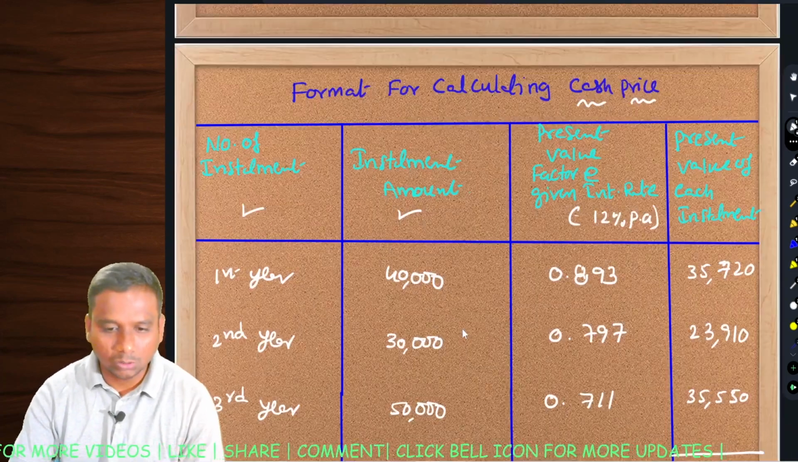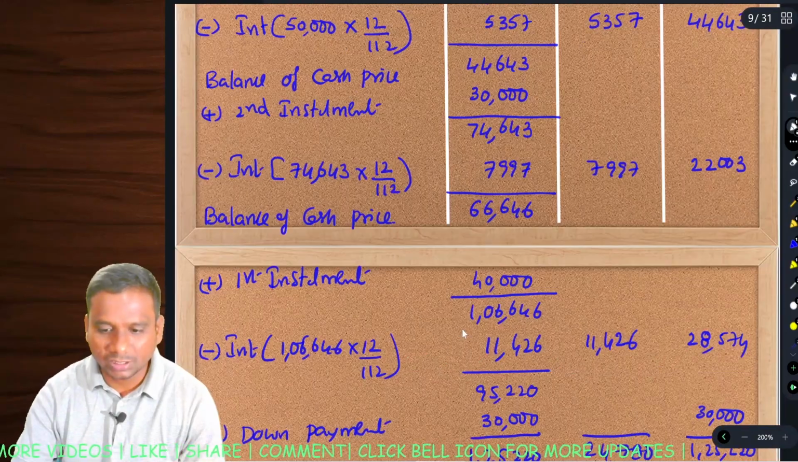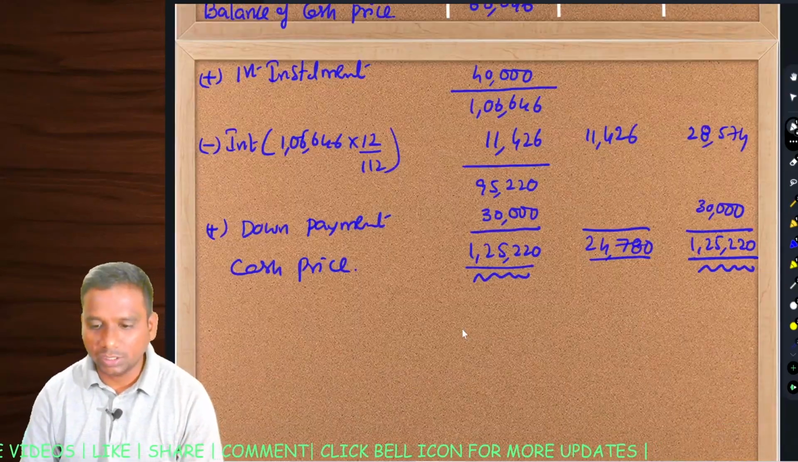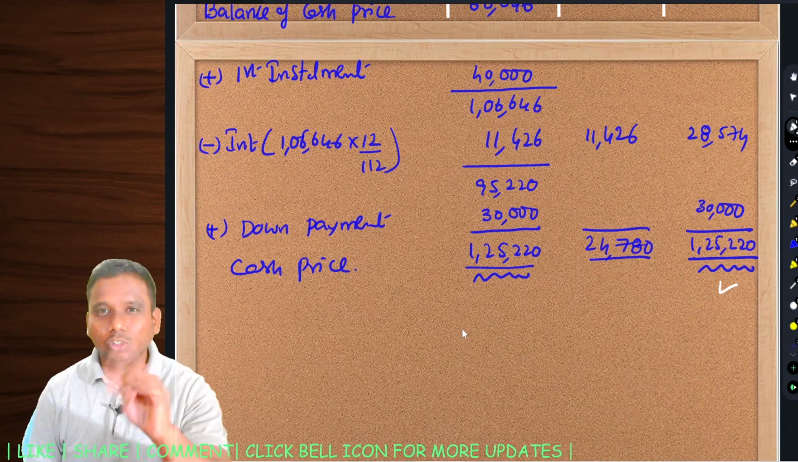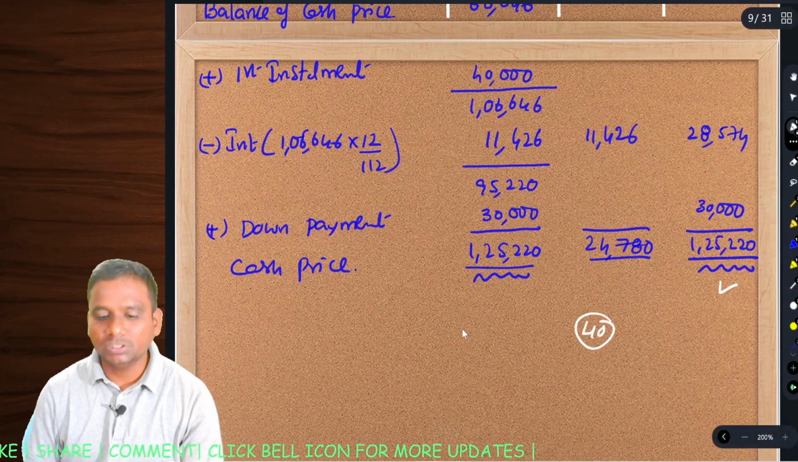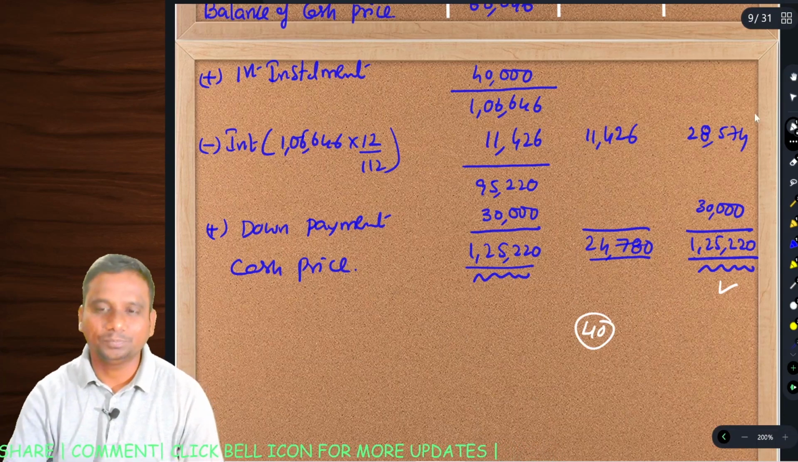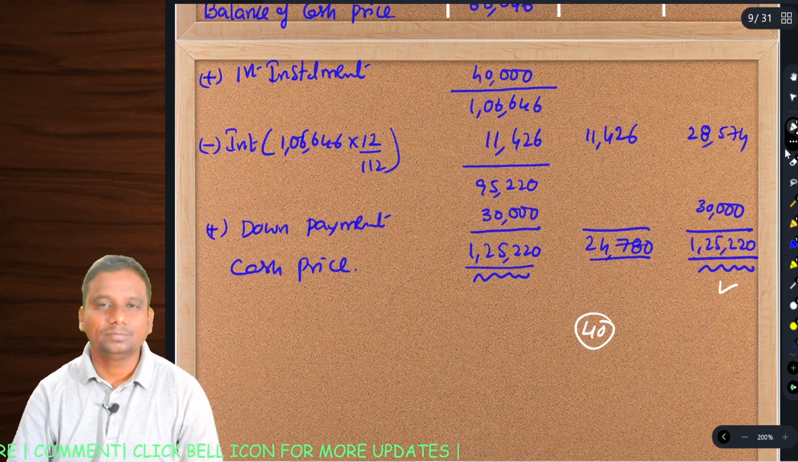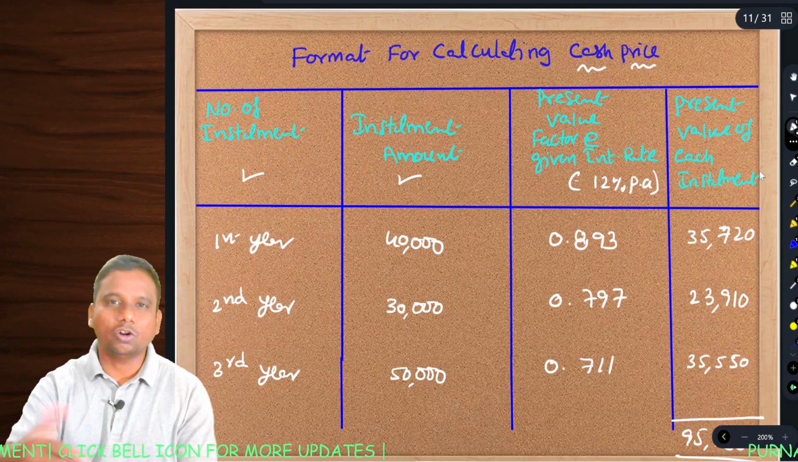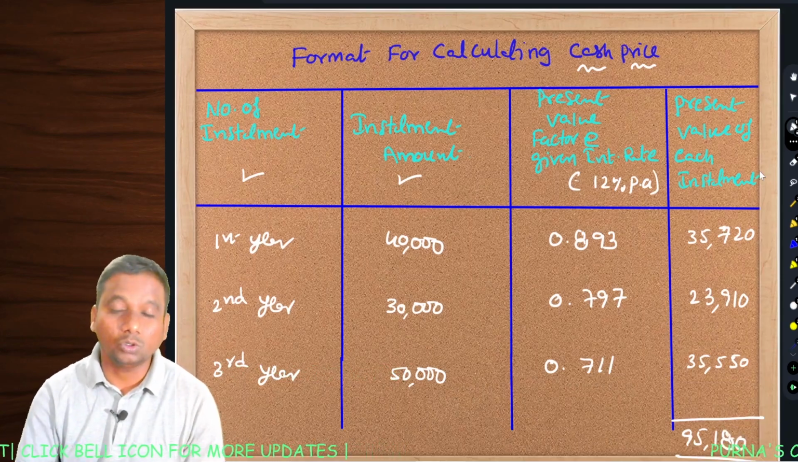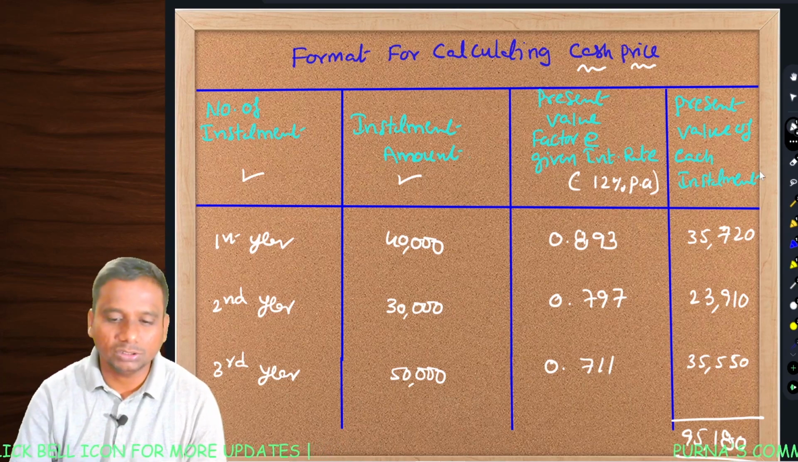Now look at the above example, what is the cash price here? 1,25,220. What is the difference? 40 rupees is the difference, and this 40 rupees difference is due to decimals. Here the PV factor, the present value factor, we have rounded off. Due to rounding off, this 40 rupees is the difference.